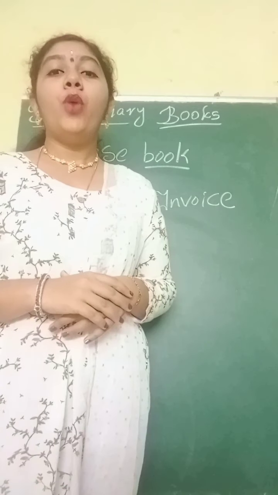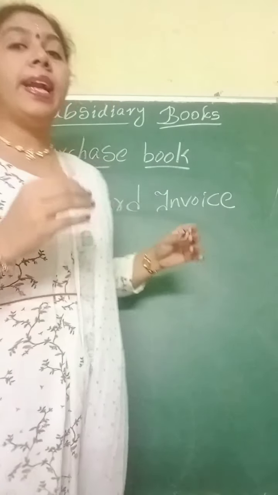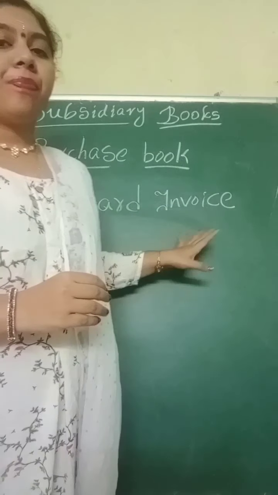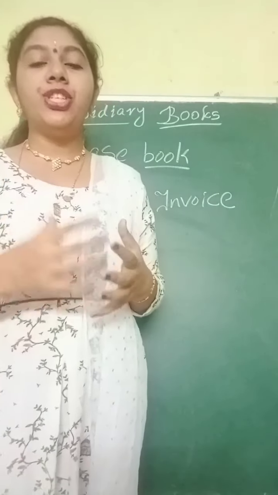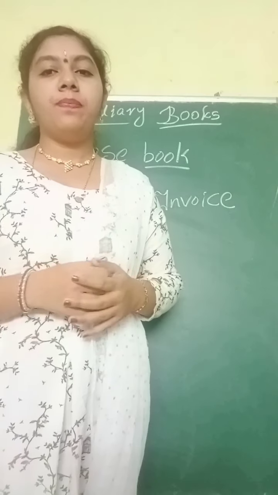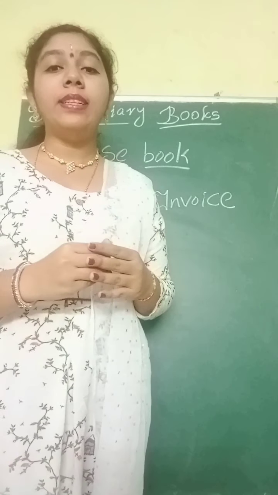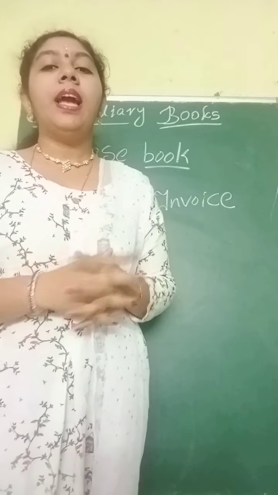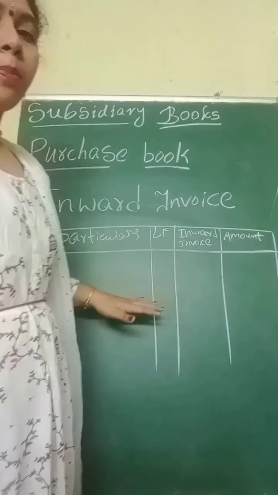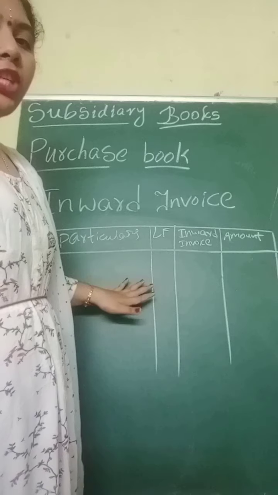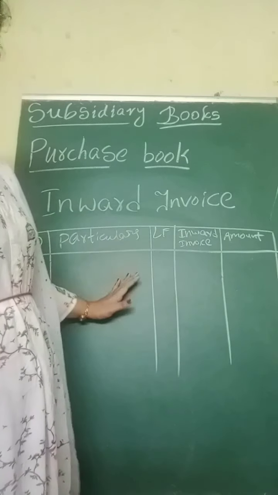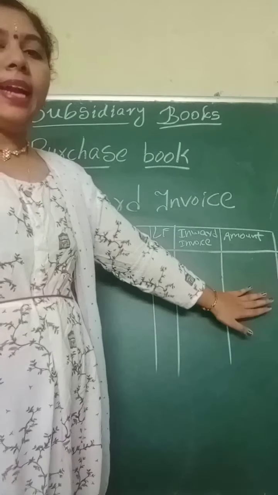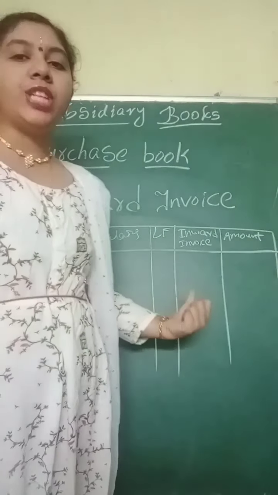Here we have an inward invoice. That means we have purchased some goods. Then we have to write the inward invoice number in the purchase book. This is our pro forma for the purchase book: date, particulars, LF number, inward invoice and amount. This is our purchase pro forma.